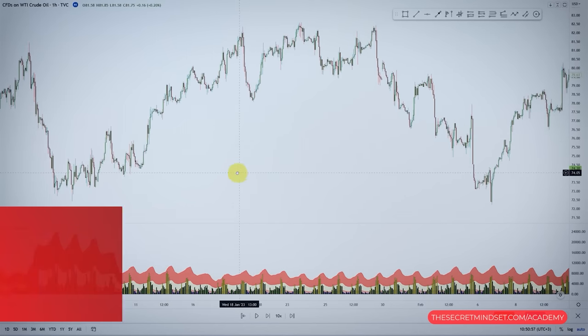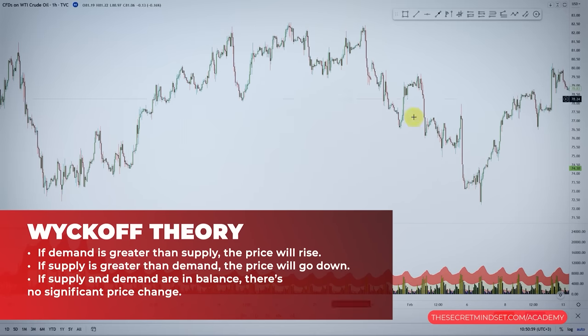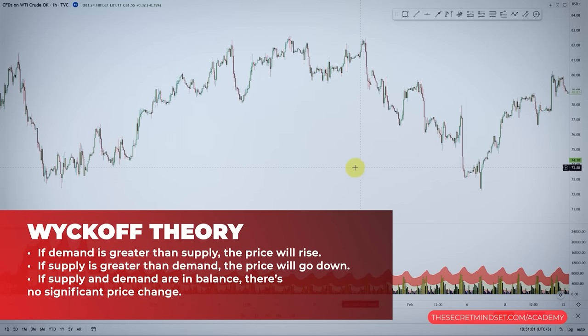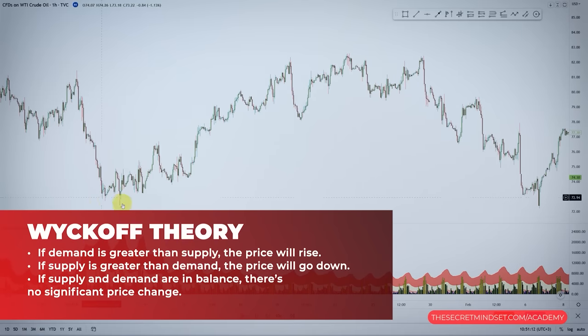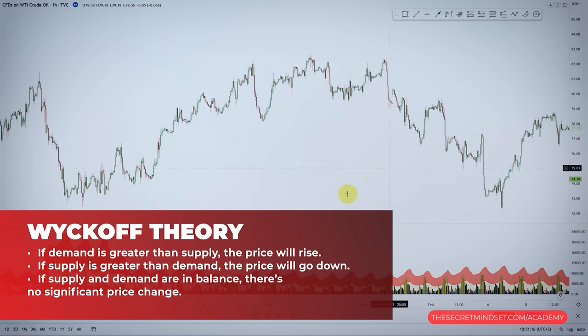supply and demand. According to Wyckoff theory, supply and demand determines the price direction. If demand is greater than supply, the price will rise. If supply is greater than demand, the price will go down. And if supply and demand are in balance, there is no significant price change. This is one of the most basic principles of the financial markets.